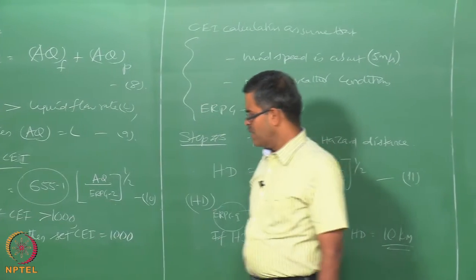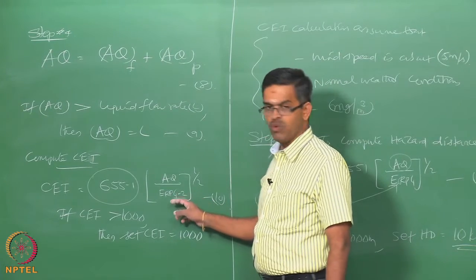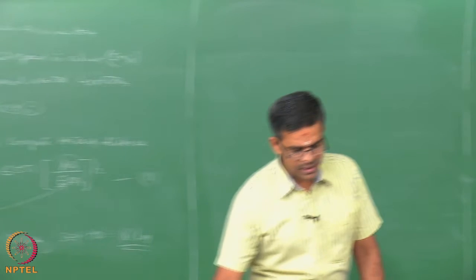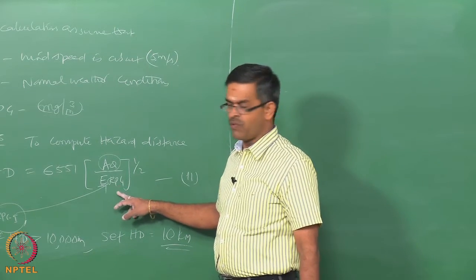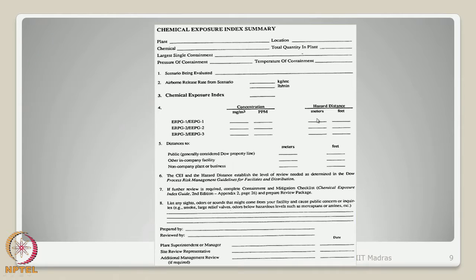Please understand, the CA index is always related to the concentration of the ERPG 2 level, okay, that is very important. So, enter the CA index here. Of course, for a given chemical in the plant, enter the concentration values of ERPG 1, 2 and 3 in milligram per cubic meter, and using equation 11, substitute the corresponding ERPG concentration and get the hazard distance in meters and enter the hazard distance in meters here.